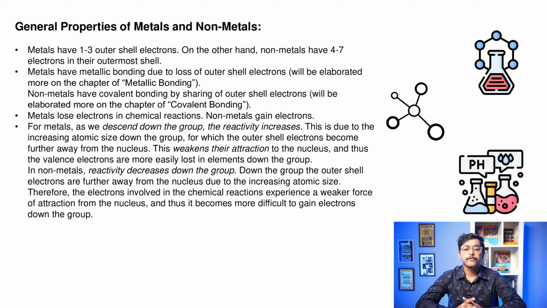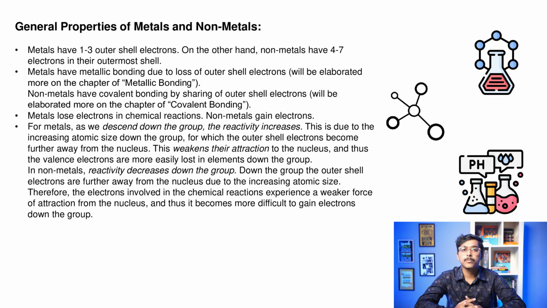For metals, reactivity increases down the group. This is due to the increasing atomic size down the group, for which the outer shell electrons become further away from the nucleus. As the atomic size increases and the outer shell becomes further away from the nucleus, the outermost shell electrons experience a weaker force of attraction from the nucleus. Since this attraction is weaker, the valence electrons are more easily lost during the chemical reaction, and thus the reactivity increases down the group for metals.